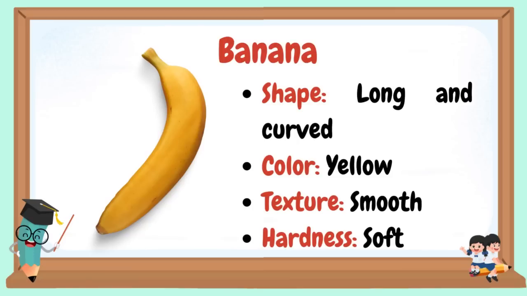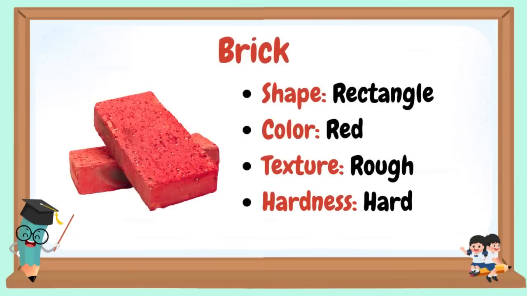Banana. Shape, long and curved. Color, yellow. Texture, smooth. Hardness, soft. Brick. Shape, rectangle. Color, red. Texture, rough. Hardness, hard.